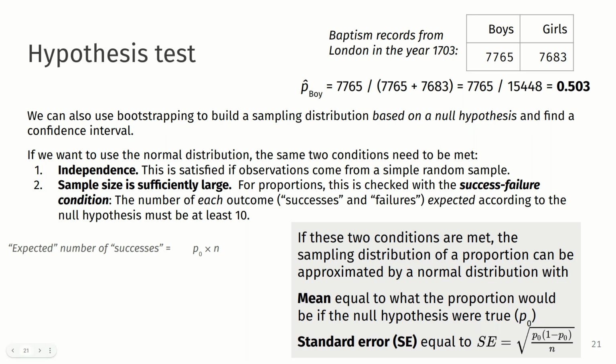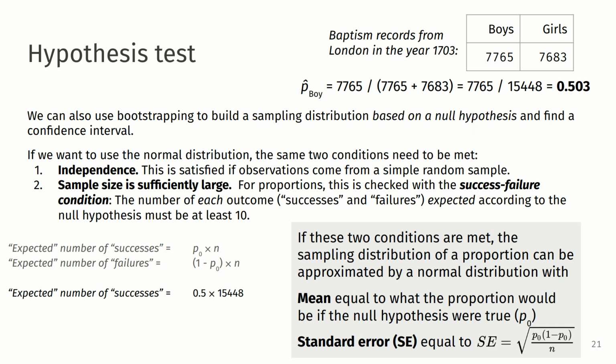All right, so what is this idea of the expected number of successes? Again, it's called this for sort of arbitrary reasons, but basically for each outcome that we could have, the expected number of successes is that p0, the null value, times the total sample size. And the expected number of so-called failures, or just basically the other category, is 1 minus p0 times the total sample size. So in this case, that would correspond to 1/2 times 15,448, because that's the total number of births here. That's the total sample size. And that gives us 7724.